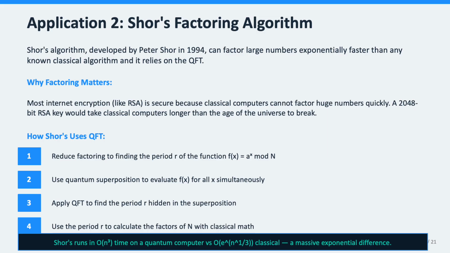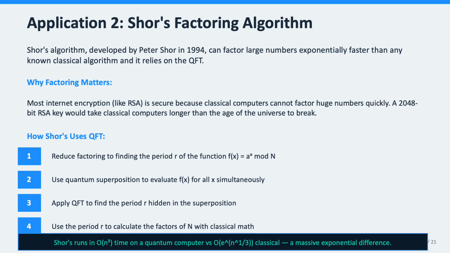Shor showed that factoring a large number can be reduced to finding the period of a particular mathematical sequence. That is, finding how many steps it takes before the sequence starts repeating. This period has a mathematical relationship to the prime factors that allows us to calculate them using ordinary classical arithmetic. Once we know the period, we can find the factors. The hardest part is finding the period efficiently, and that is where the QFT becomes essential.